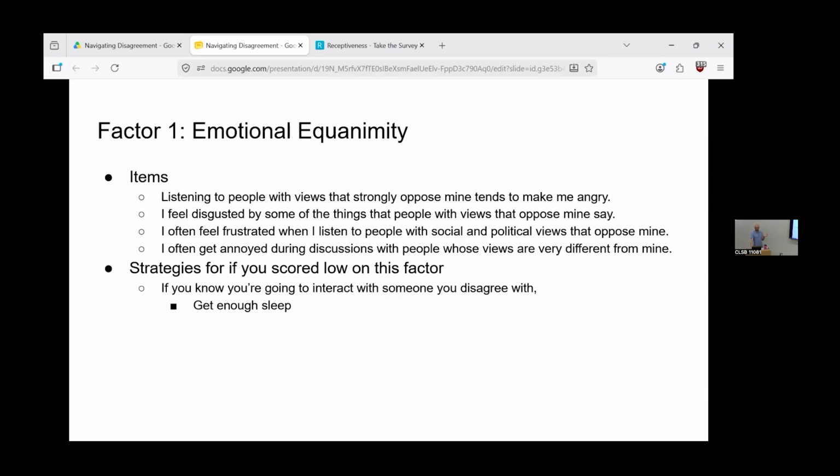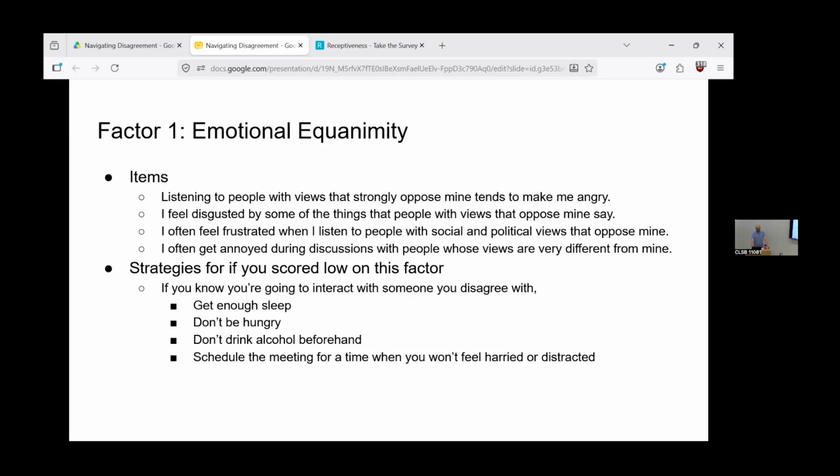So make sure that you get enough sleep if you know you're going to encounter someone that you might disagree with. Don't be hungry, so make sure you've eaten something. Don't drink alcohol beforehand. Schedule the meeting for a time when you won't feel harried or distracted, if possible. I know that people are very busy. So think about how you can structure things around the disagreement to make sure that your emotions are not as intense.